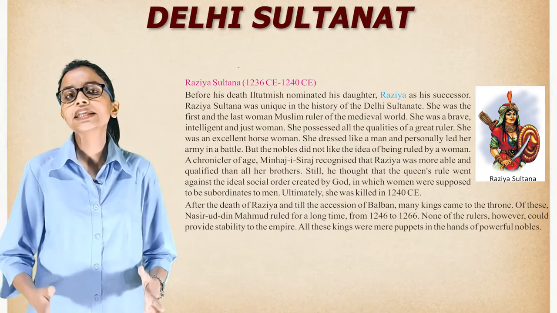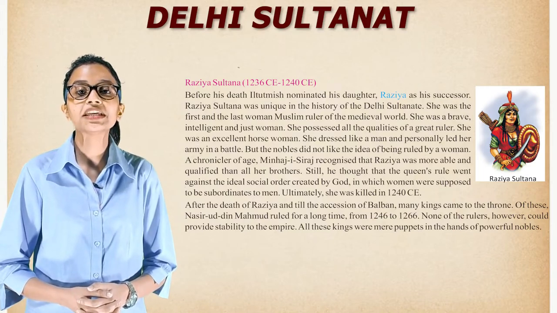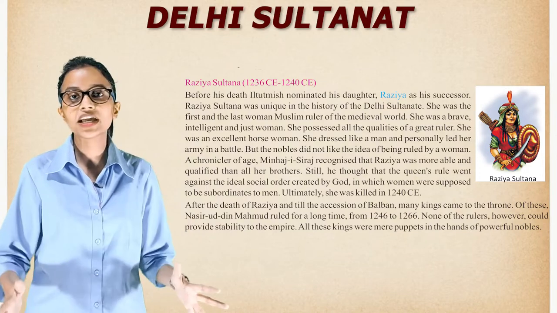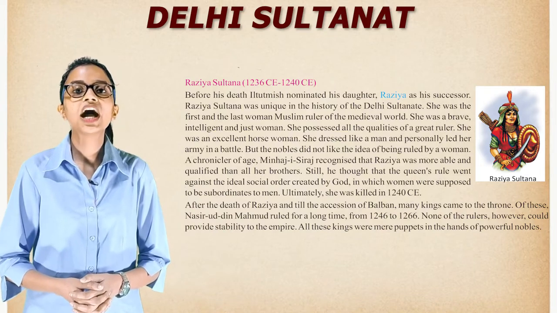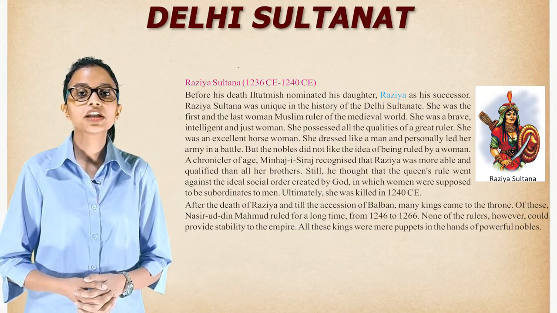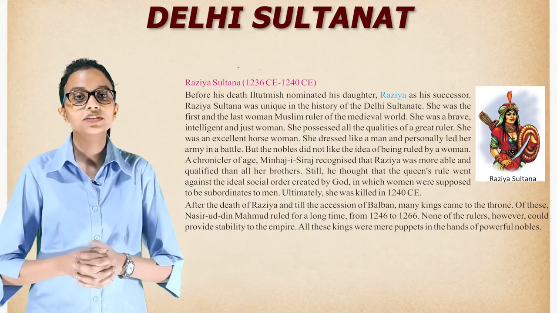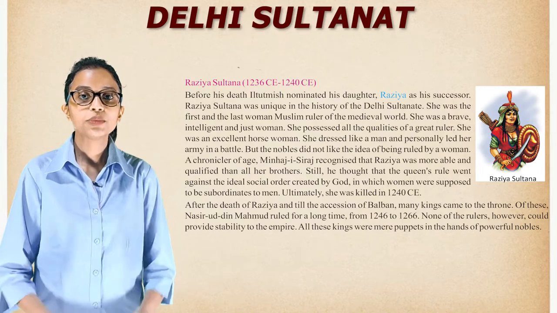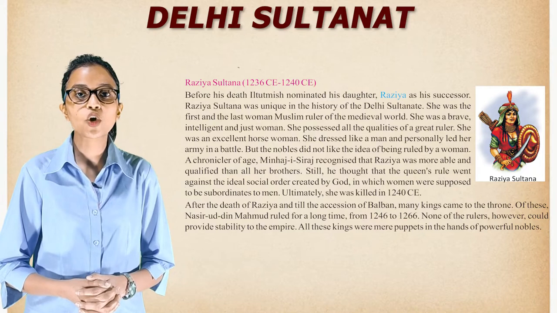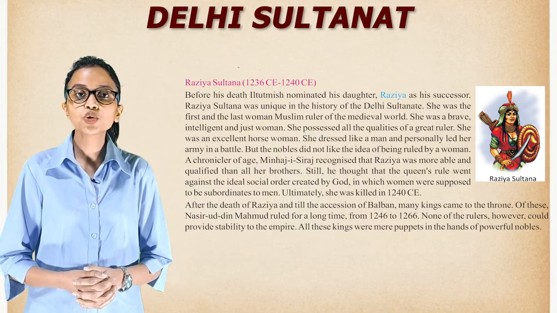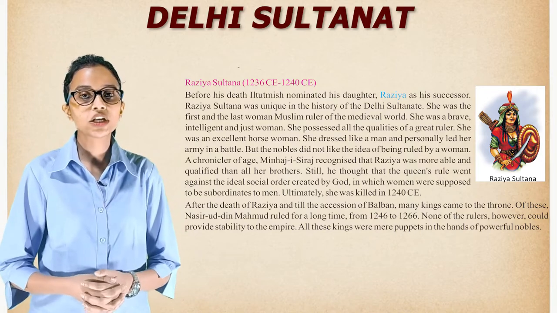She was an excellent horsewoman. She dressed like a man and personally led her army in battle. But the nobles did not like the idea of being ruled by a woman. A chronicler of the age, Minhaj-e-Siraj, recognized that Razia was more able and qualified than all her brothers. Still, he thought that the queen's rule went against the ideal social order created by God, in which women are supposed to be subordinate to men. Ultimately, she was killed in 1240 CE.